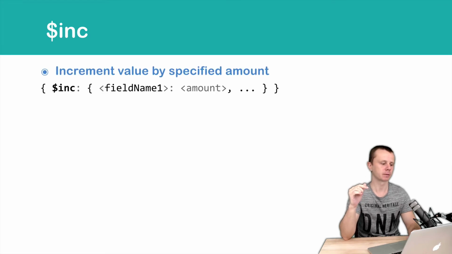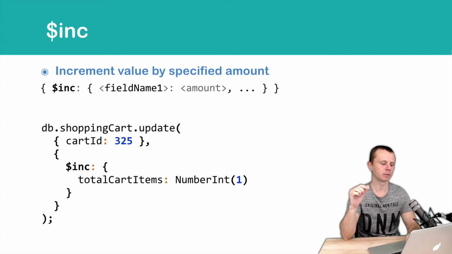Let's look at the syntax. Inc, then comes the field name, and then the amount which you want to add to the current value of this field. Let's look at an example. We are looking for the document with cart ID 325 and just increment the field total cart items by 1. And again, we don't know the current value. It may be 10, it may be 15, doesn't matter.